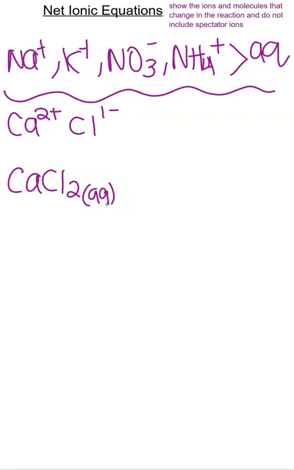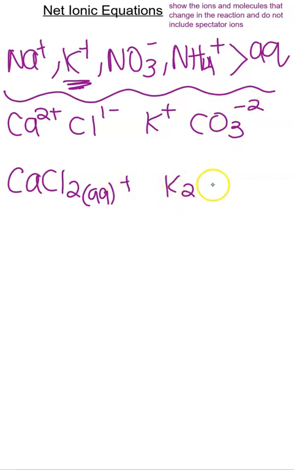And it is mixed with potassium carbonate. Now, the question doesn't need to tell you that potassium carbonate is aqueous because it has potassium in it. We know it's aqueous. Now, potassium has a charge of +1. Carbonate is CO3 -2. So that reaction would be K2CO3. And because it has potassium, it's aqueous. That's a double replacement reaction.